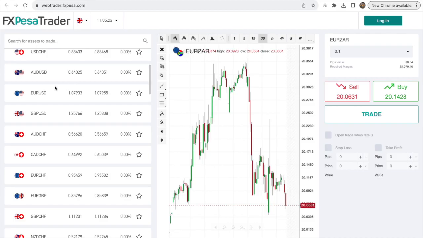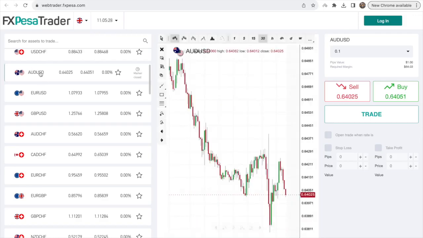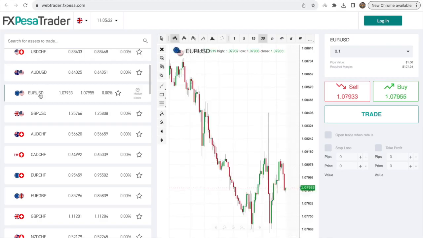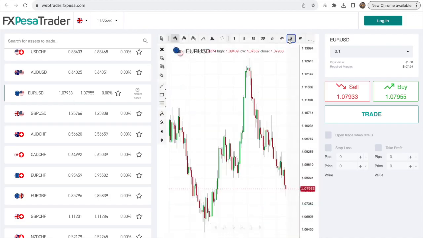Okay, so number one, I would say AUD USD is a big one. Here it is. Euro USD as well, that's a good one. And you can see how the euro has dropped in the last few. Let's do a daily. Last few days, yes.